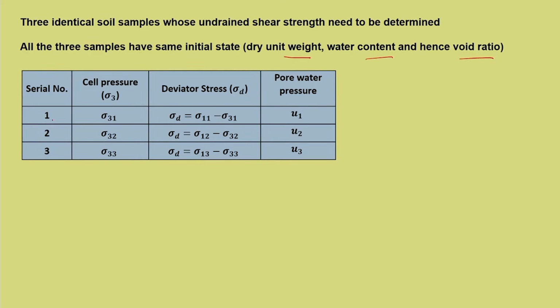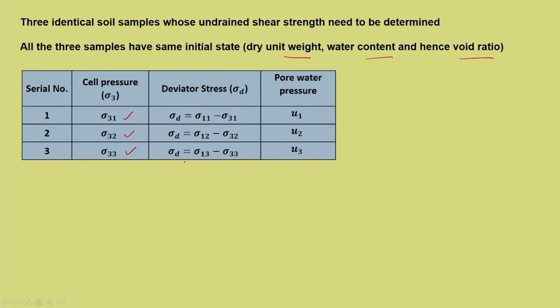Now this is the condition. Let us say these are the 3 identical samples to which we are applying 3 cell pressures, sigma 3.1 first, then sigma 3.2 and sigma 3.3, where sigma 3.1 is less than sigma 3.2, less than sigma 3.3. Now at failure, I am not going into the details of it. After the test is conducted, we have the failure stresses, which is the deviatoric stress, sigma 1.1 minus sigma 3.1, or sigma 1.3 minus sigma 3.3. So this is the deviatoric stress at failure.